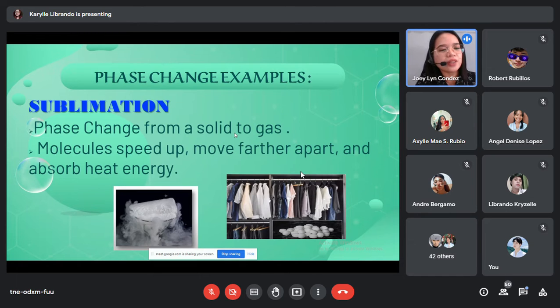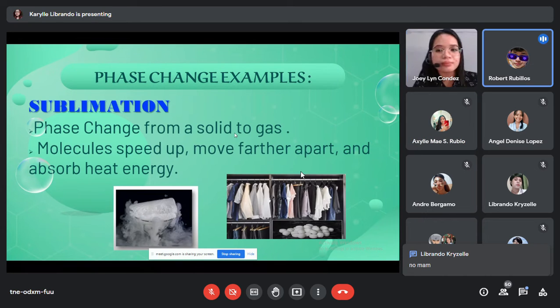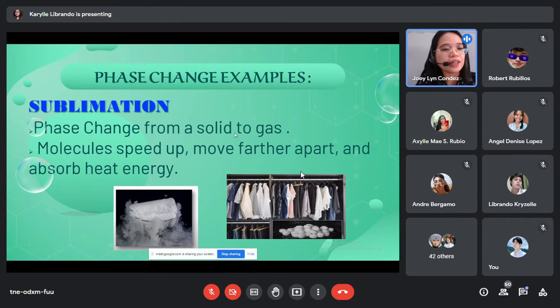So, we have here an example. We also add heat energy here. Since we add heat energy, the molecules speed up and move further apart. For example, dry ice. So, what is dry ice, everyone? Is it the same as the ice that we have at home, like ice water? Yes, Robert. What is this made of? Made of frozen carbon dioxide. Very good. So this is a frozen carbon dioxide.